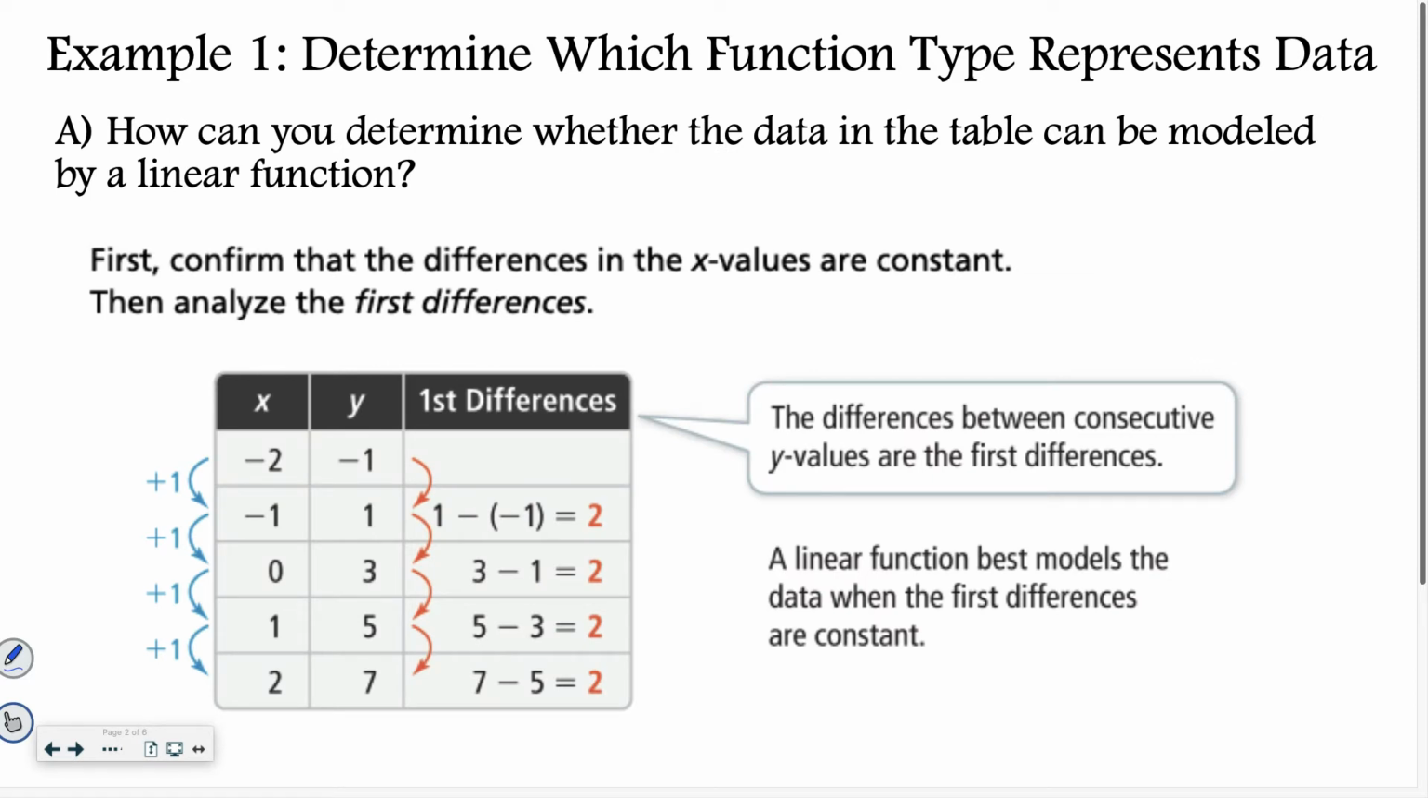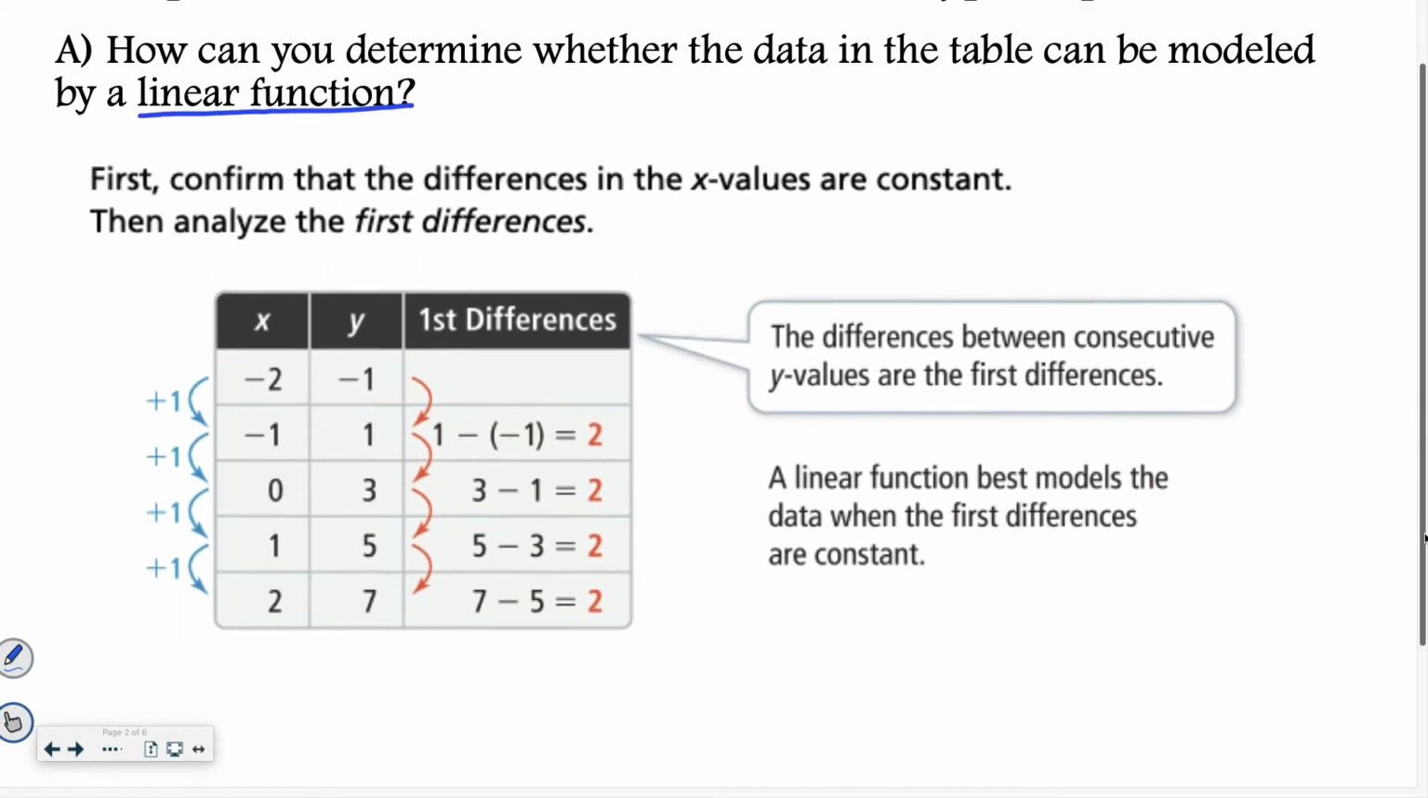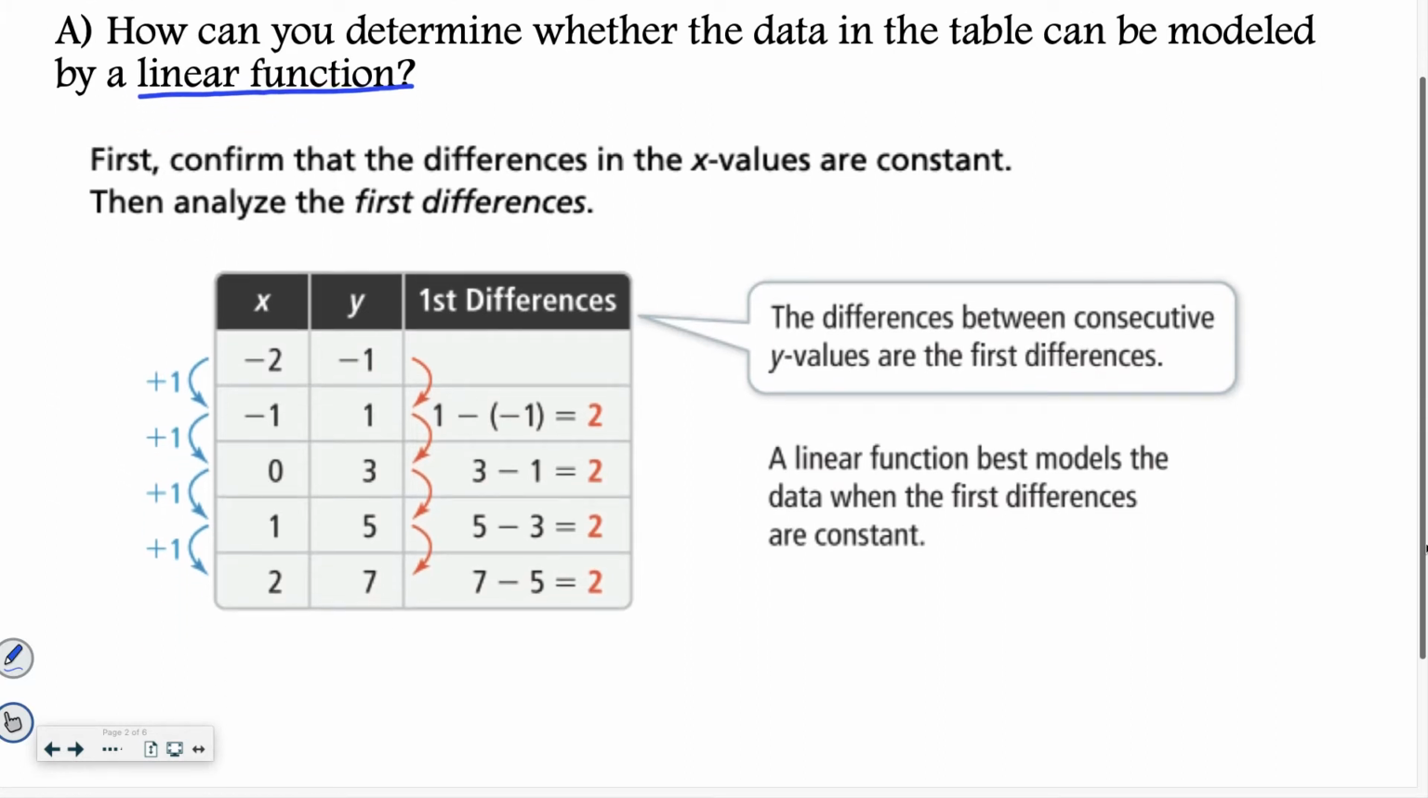Okay, so example 1, determine which function type represents data. So A, how can you determine whether the data in the table can be modeled by a linear function? Okay, so the way that we figure out if something is linear, we have to confirm that it's changing by a constant rate. And we do that by looking at what are called first differences.